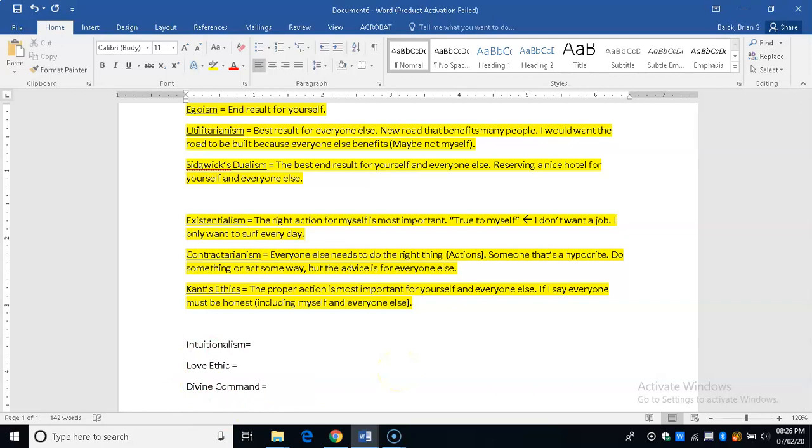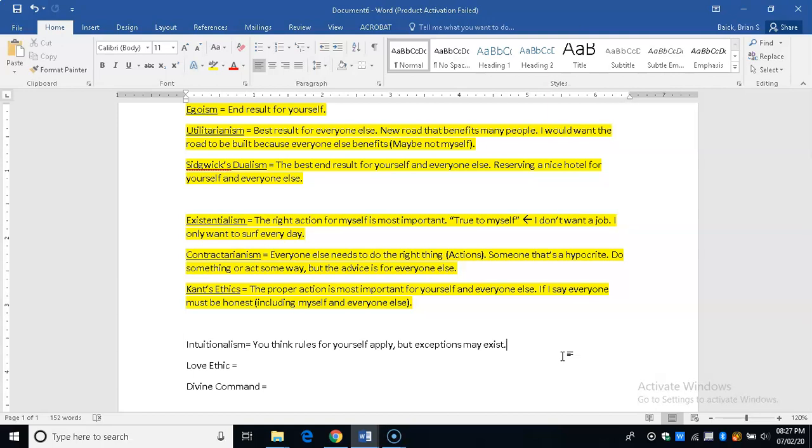Now, intuitionalism is this notion that you think that doing the right thing is important for yourself and the end result is important for yourself. Here we're saying that you think rules for yourself apply, but exceptions may exist. Okay, let me give you an example. Let's say that you're an intuitionalist. So this is about yourself. So you follow the rules. For example, you follow the speed limit because doing the right thing is important.